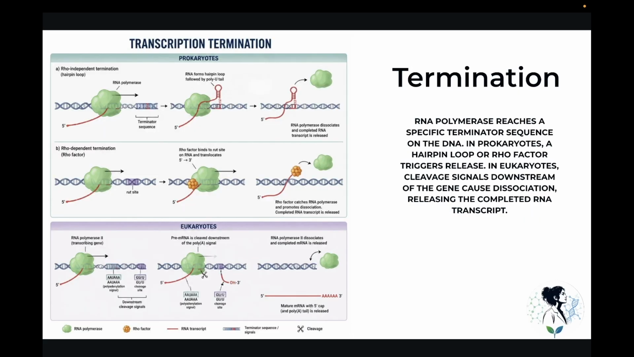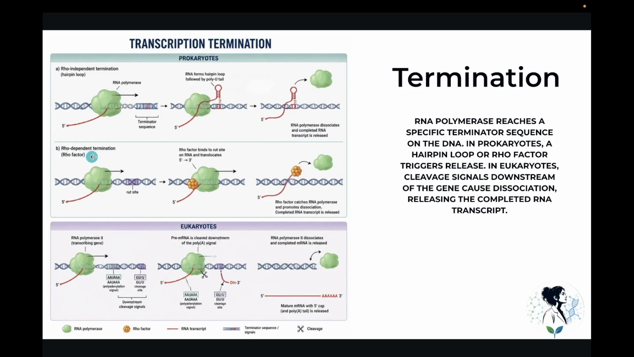Now let's see what happens in case of termination. There are two types of transcription termination mechanism in prokaryotes: rho independent termination and rho dependent termination. In rho independent termination, as RNA polymerase moves forward, RNA is being synthesized, and at a point it finds a terminator sequence, forms a hairpin loop structure, and this sequence is followed by poly U. Once this hairpin RNA is formed, it dissociates RNA polymerase, and RNA is released.